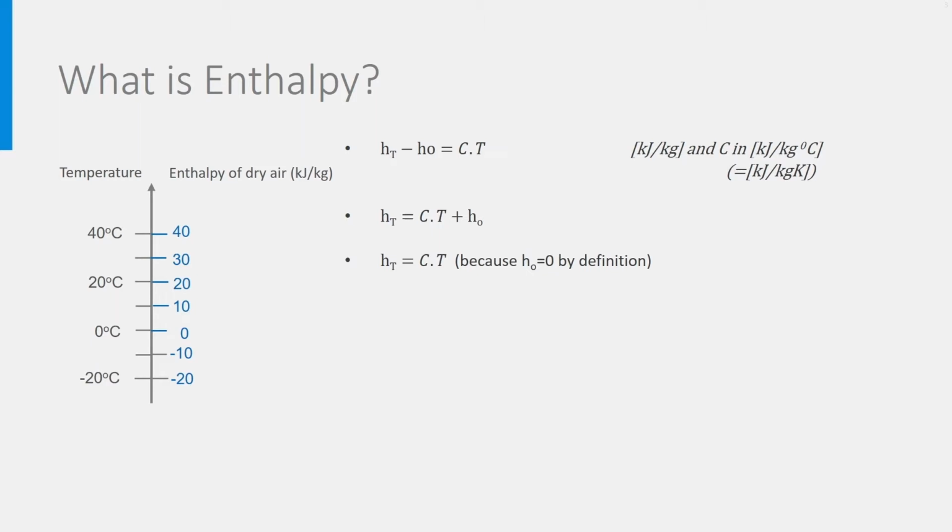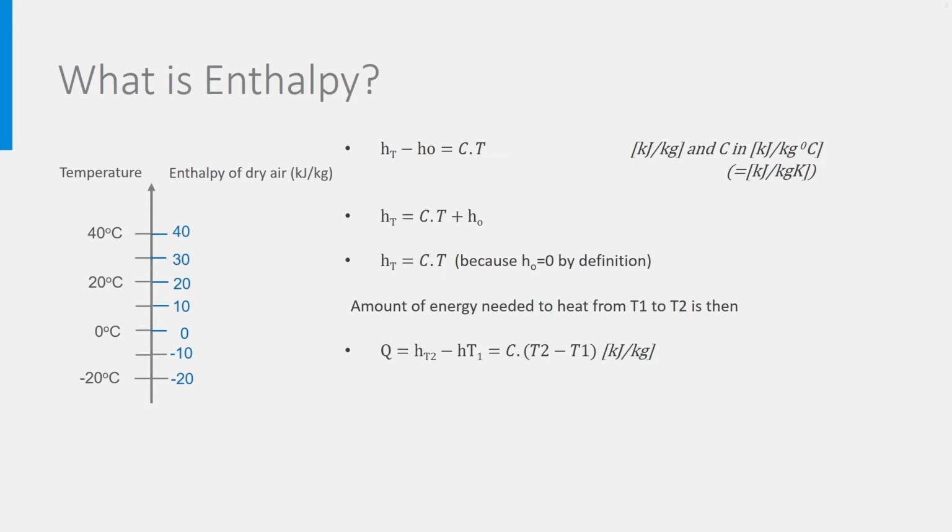If we want to calculate the energy needed, Q, to bring a mass m of dry air from T1 to T2, we can easily derive Q from the enthalpy. Q is the enthalpy at temperature T2 minus the enthalpy at temperature T1, which is therefore C times (T2 minus T1), an equation that we know very well from other courses.